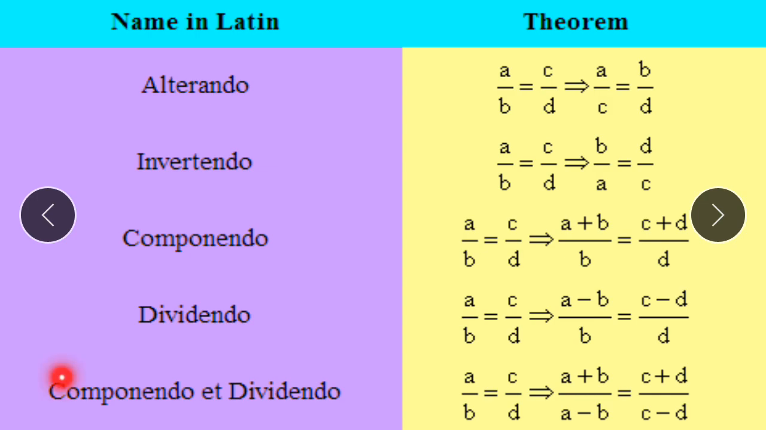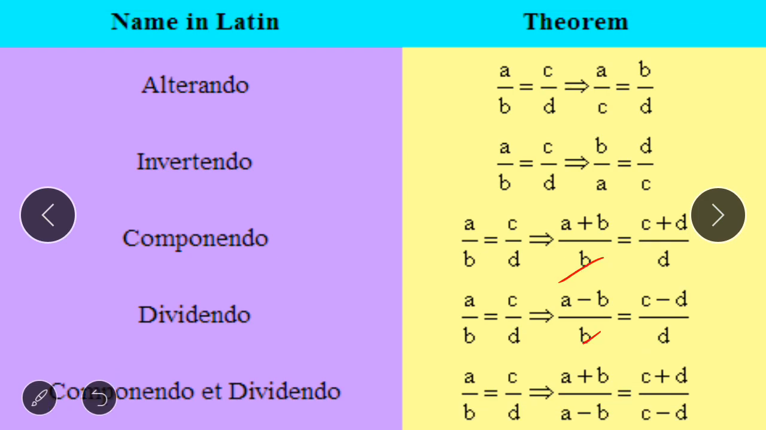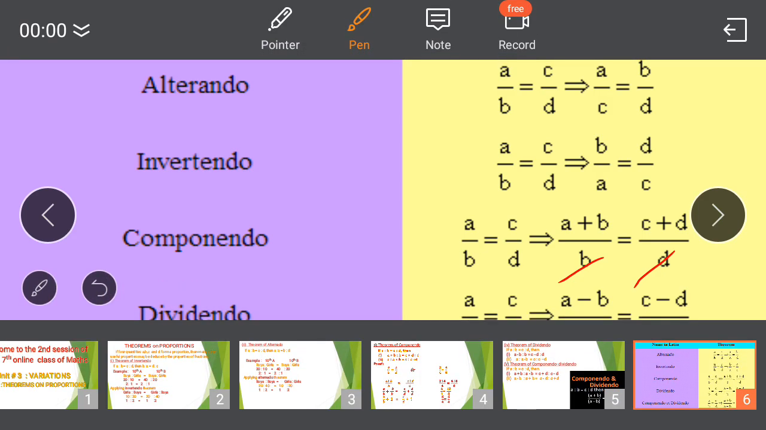Fourth one is componendo and dividendo theorem. Here it's the division of both of them. How? b and b get cancelled, so we get a plus b, a minus b. You can see d and d, when we divide this, get cancelled as well. So a plus b, a minus b, c plus d and c minus d is left in the theorem of componendo and dividendo.